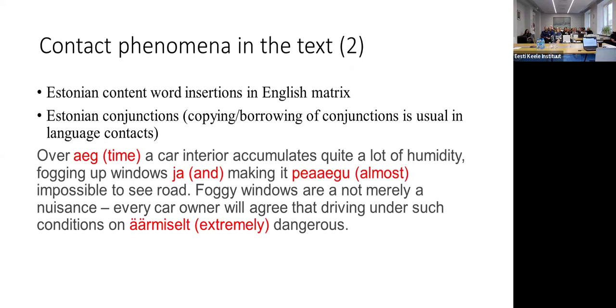Estonian content word insertions in English matrices: usually you get the other way around. But why? Because the sociolinguistic situation is like that. I'll talk about it in a minute. What we have here: "Over aeg, a car interior accumulates quite a lot of humidity, fogging up windows, making it peaaegu impossible to see a road." You have conjunctions and hedges, like äärmiselt, extremely, peaaegu. This is normal in language contact, that discourse particles and conjunctions are very likely to be borrowed. So per se, it's quite possible.